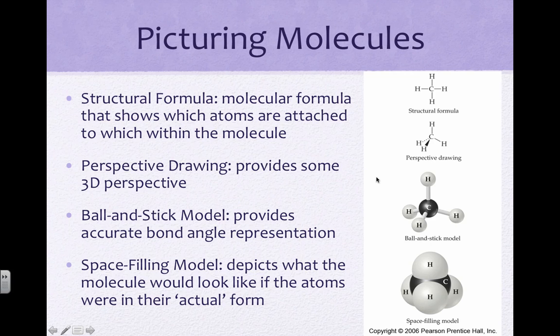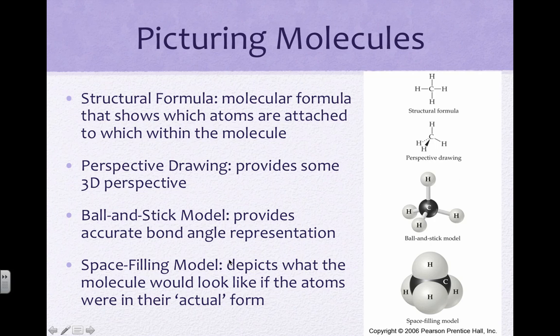A perspective drawing, where you see these dotted lines and these triangles, is trying to give 3-dimensional depth to the structural formula. Sometimes you'll see ball and stick models, and we'll actually create some of our own ball and stick models later in the course, where this represents an accurate 3-dimensional representation of the bond angles. And you might have actually done these already in your biology class if you built some simple organic molecules.